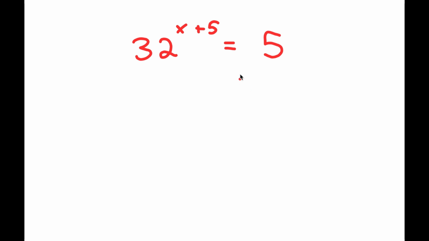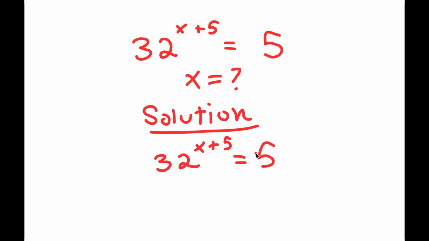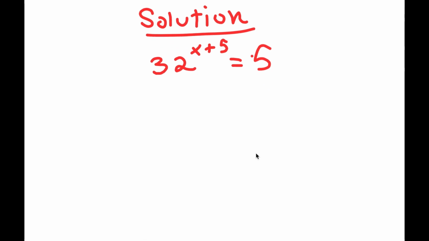Alright, so in this problem, I have 32 to the power of x plus 5 is equal to 5. So to solve this, I obviously want to find the value of x. So for my solution, I'm going to start by rewriting my equation. So I have 32 to the power of x plus 5 is equal to 5. Now 32, I'm going to rewrite as 2 to the power of 5.